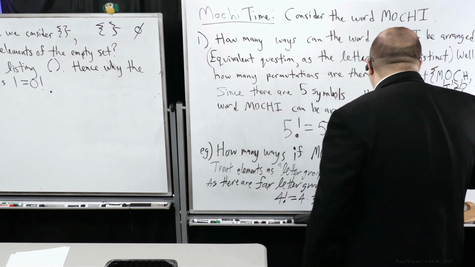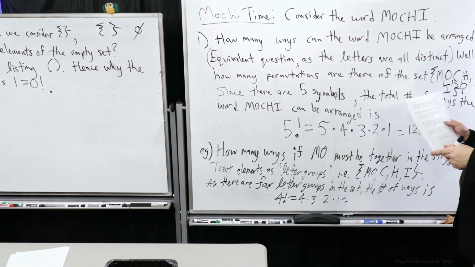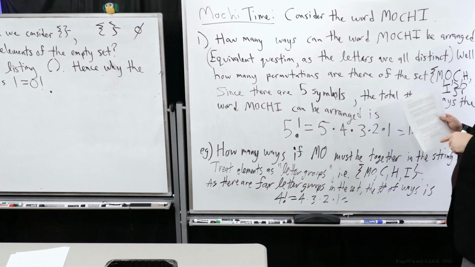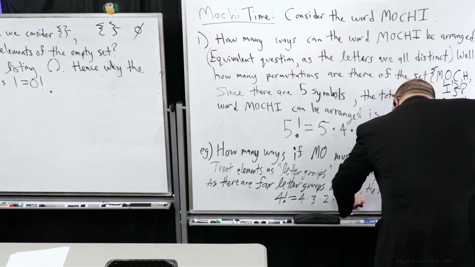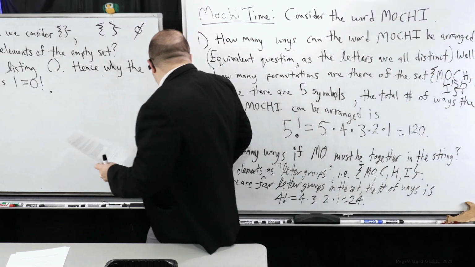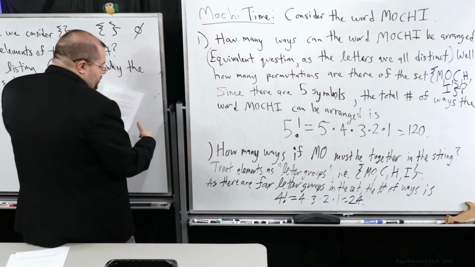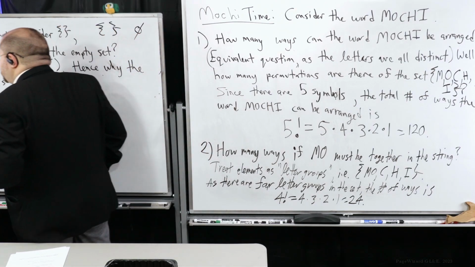Okay. So we got 4 times 3 is 12. Times 2 is 24. Times 1, still 24. So that's our second example. I'll just call this 2. Let's get another one in here.